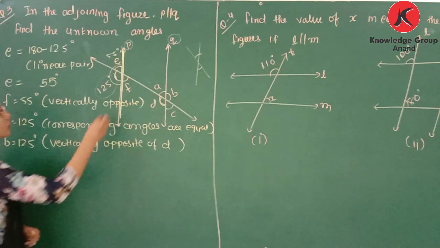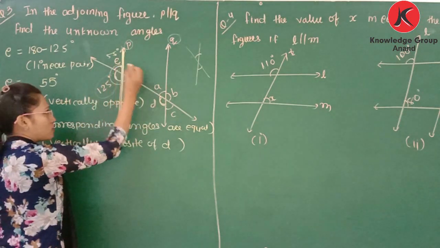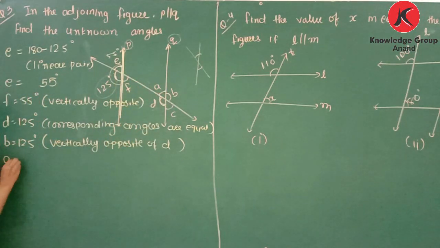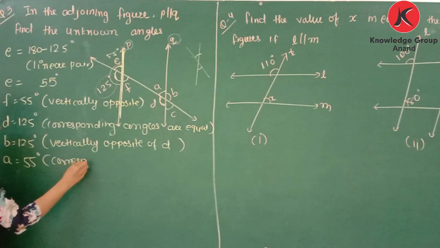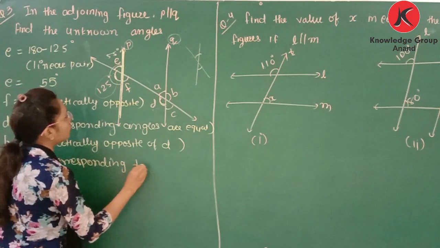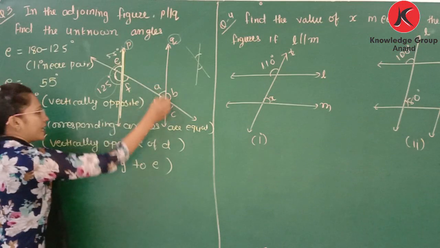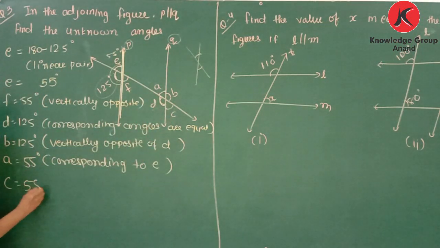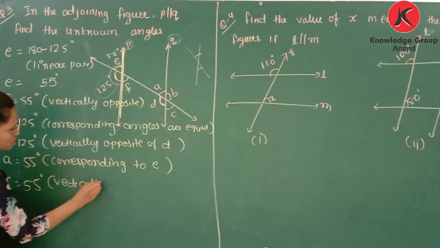Then after that, E and A are in corresponding position, on the same side. So we can write A is equal to 55. Reason is what? Corresponding to E, that are equal. Now A and C are vertically opposite. So C is also 55. Reason is what? Vertically opposite of A.